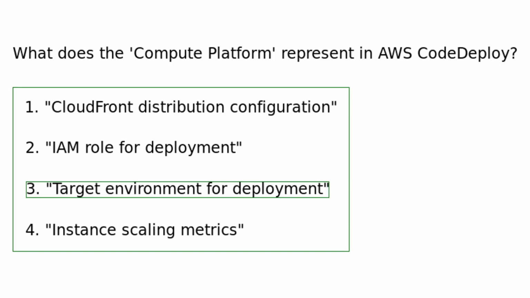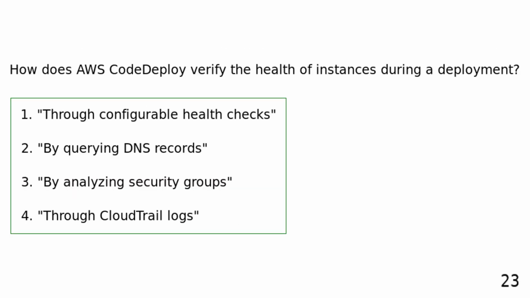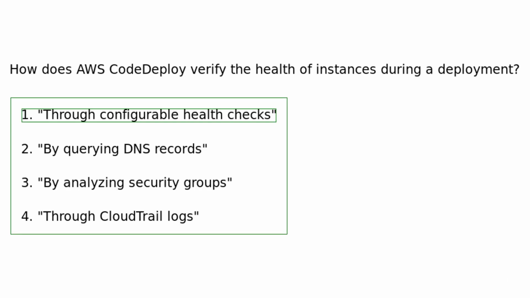How does AWS CodeDeploy verify the health of instances during a deployment? Through configurable health checks. By querying DNS records. By analyzing security groups. Through CloudTrail logs. AWS CodeDeploy verifies instance health during deployment using configurable health checks to ensure successful updates.